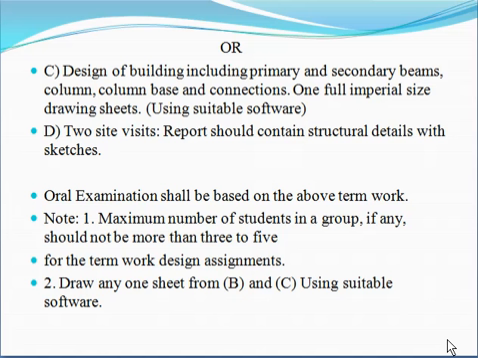Here one point is also mentioned. Draw any one sheet from B and C by using suitable software. Means we can draw part number C by using software, that is design of plate girder or design of primary secondary beam in the industrial building. So this is all about the syllabus term work of the structural design one subject. Hope all of you understand this part.